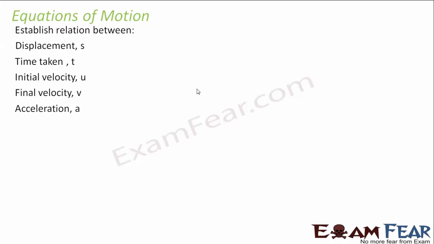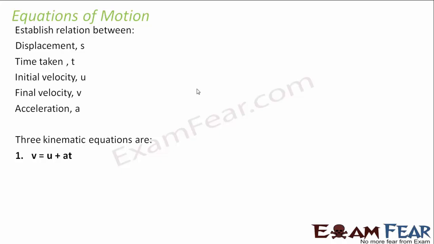So equations of motion are a set of 3 equations which establish a relationship between displacement, which is denoted by S, time taken denoted by T, initial velocity U, final velocity V, and acceleration A. So these are some of the quantities which are linked to each other by these 3 equations of motion. So what are those 3 equations? They are often known as kinematic equations of motion. Why are they called kinematic? The word kinetic means something in motion, right?